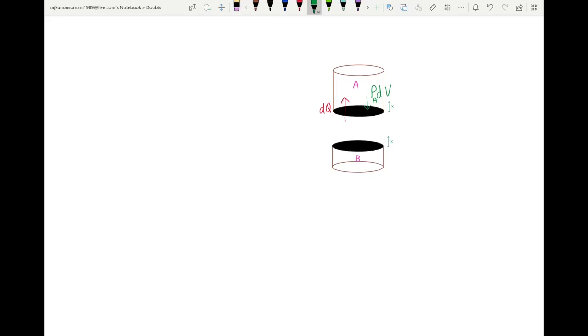So we can write the first law of thermodynamics equation for chamber A as: heat transfer to chamber A is equal to change in internal energy of this chamber plus PdV work. Okay. And now let's consider chamber B. Well, it is known that the heat transfer to chamber A can only take place through this partition.